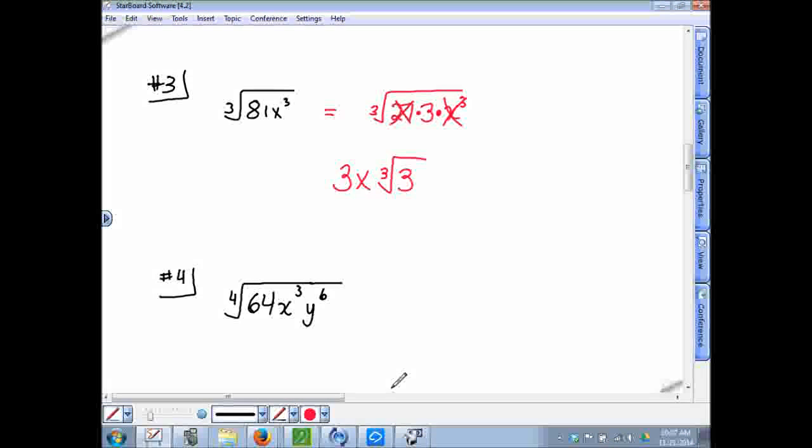And again, I don't know why this happens, but every year I get students that think this cube root and this 3 should simplify somehow. Does 3 have a cube root? No.